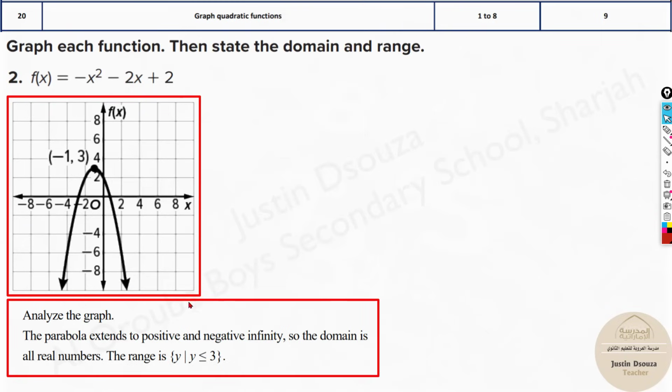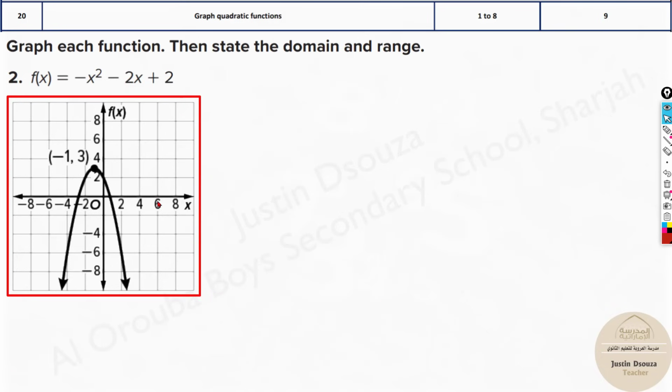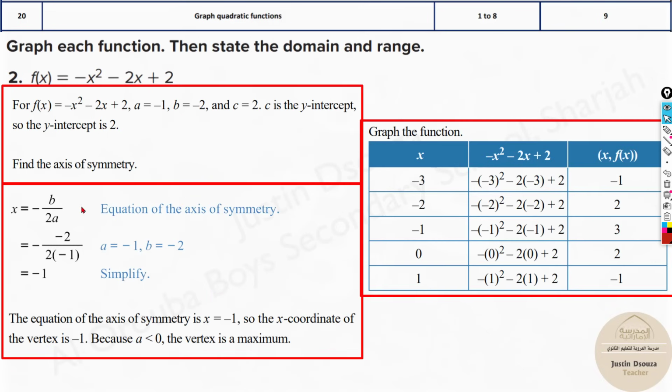Now here, domain is always all real numbers, but the range is all values less than or equal to +3. Now, which is this point? That is the vertex y value. See over here, the vertex is -1, right? What is the y value? Here it's 3. Since it's minus, it will be less than or equal to 3.